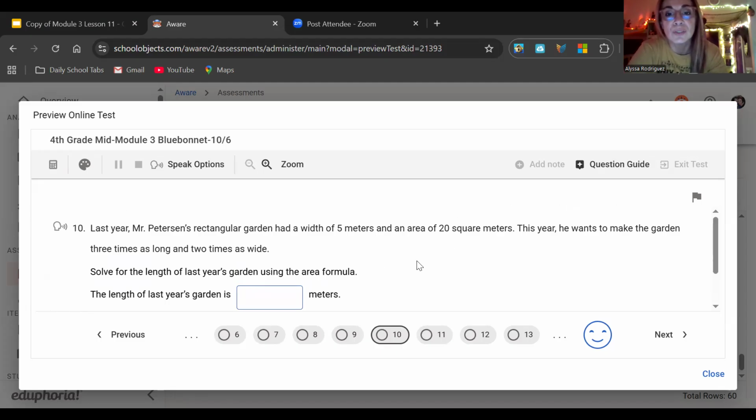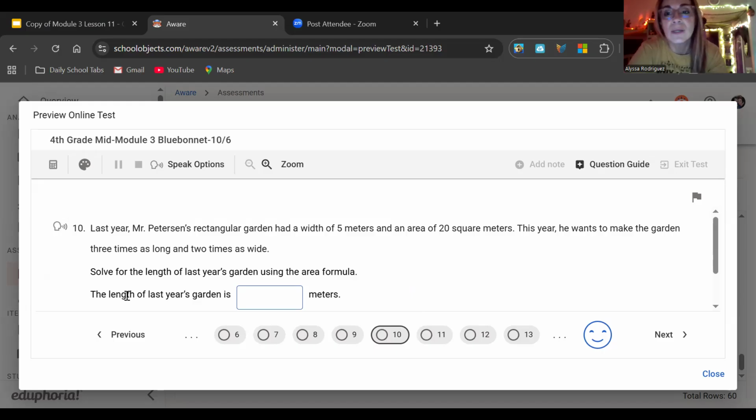So if you draw your square, and we already know that this area goes inside and the width goes somewhere out there, it'll help you figure out what the length is.